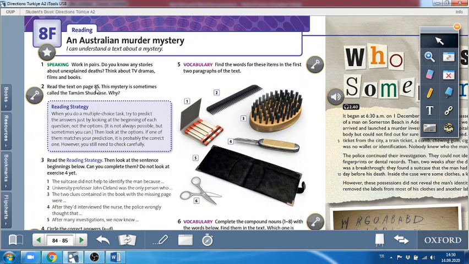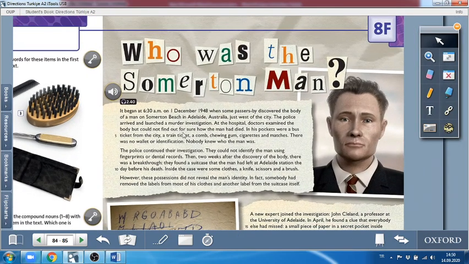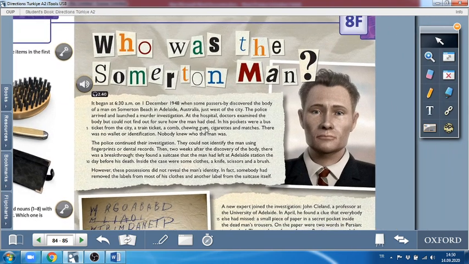And now read the text on page 85. This mystery is sometimes called the Tamam Shud case. Why? Why is this mystery called this name, Tamam Shud? Australian murder mystery. I'm starting the script. Please follow it in your books.